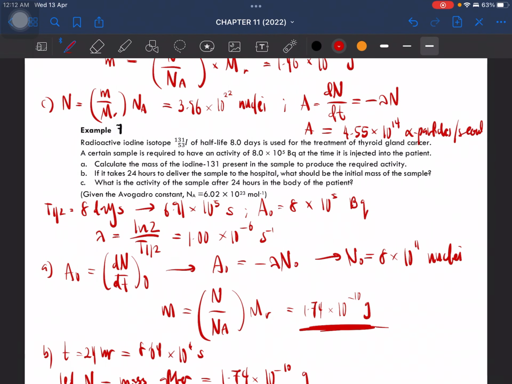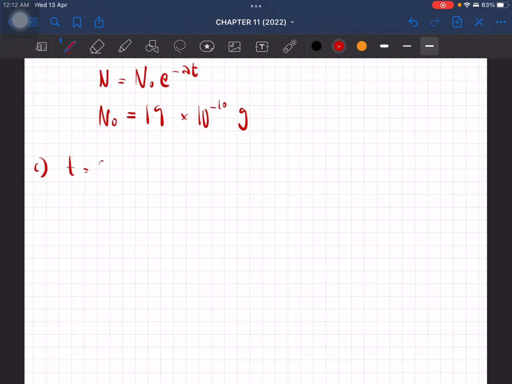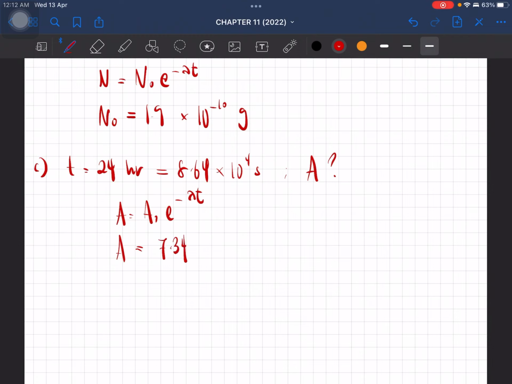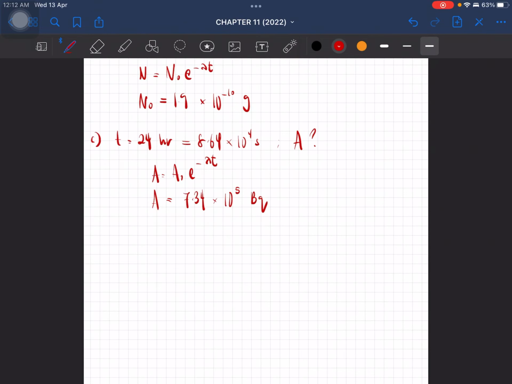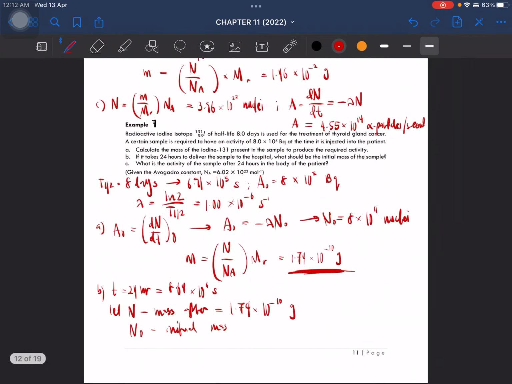Then question C, the time is 24 hours, so we are looking for the activity. This is 8.64 times 10 to the power of 4 seconds. We are looking for the activity after 24 hours, so that is just A equals A naught e to the negative lambda t. That is going to be equal to 7.34 times 10 to the power of 5 becquerel. Alright, so that is example number 7.